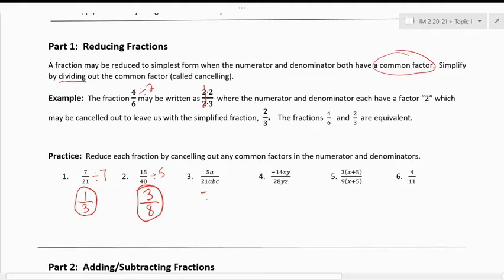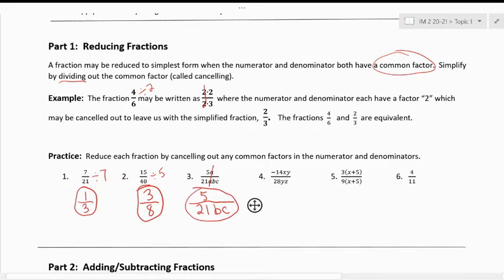Number 3, 5 and 21 cannot be simplified. 5's prime. 21 only has 1, 21, 3, and 7 as factors. So we can't do anything with that. However, we have an a in the numerator and an a in the denominator, and they cancel out. And then that's it. Only have b in one place, only c in one place, so there's nothing else to go with it.